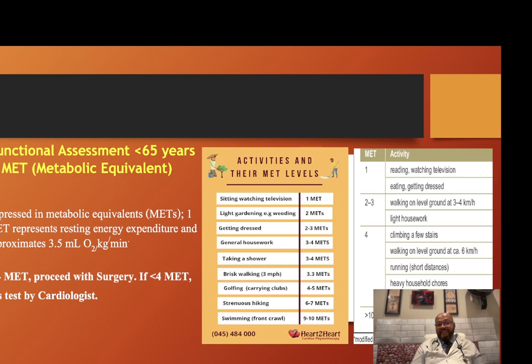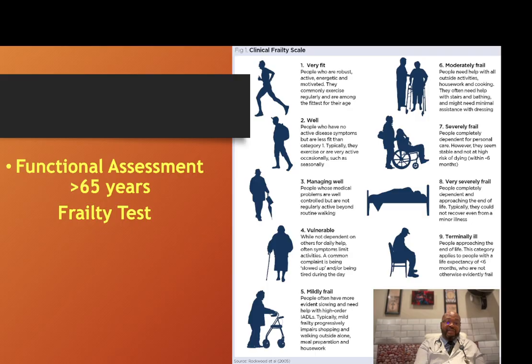And as I said, if you can do some brisk walking, or you can golf, or you can walk a few flights of stairs or walk a block, then that's at least 4 METs, and you can proceed with surgery. It means that your functional status is pretty good, actually, and so you can withstand the stress of the surgery.